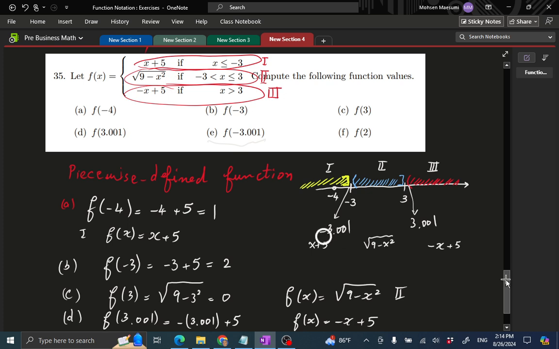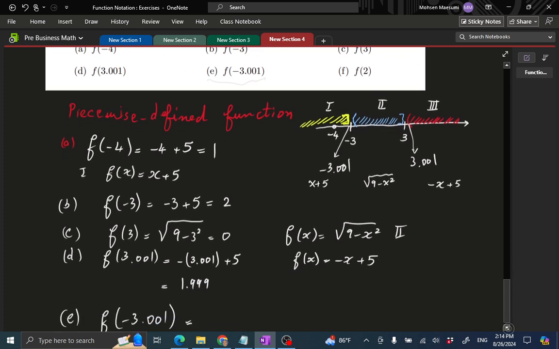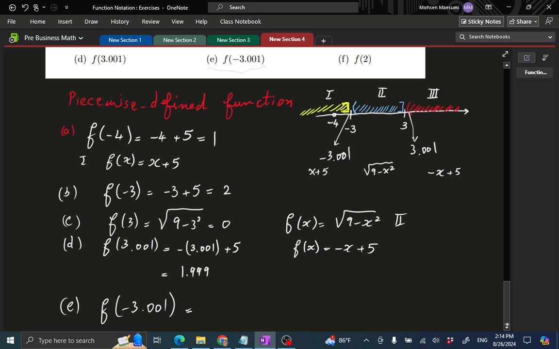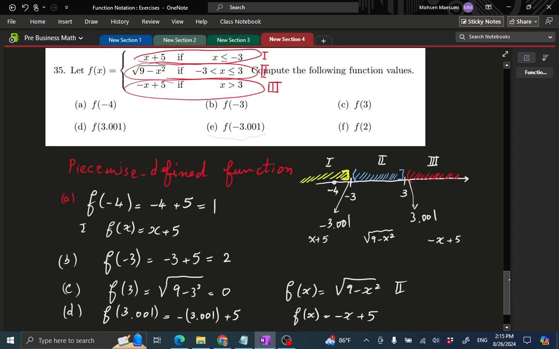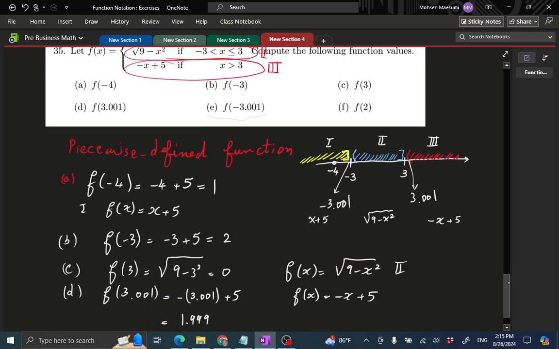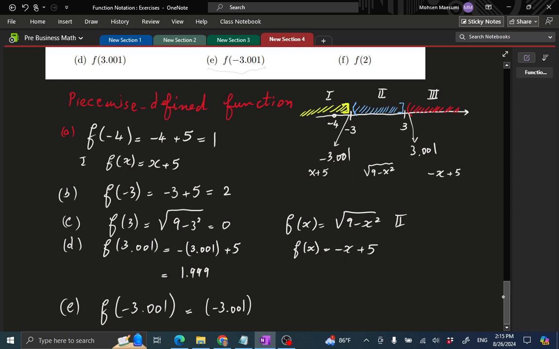So once you decide that minus 3.001 is in the yellow region, all that you do is take minus 3.001, let me see, I made a mistake here or no? No, that's the same. So it's x plus 5, so I have now 1.999.